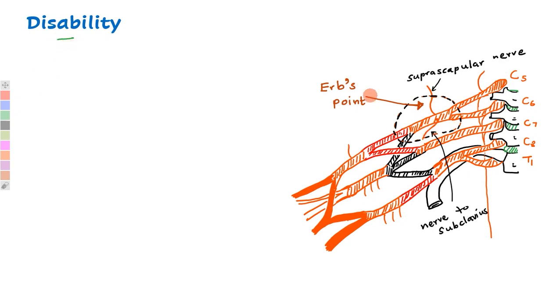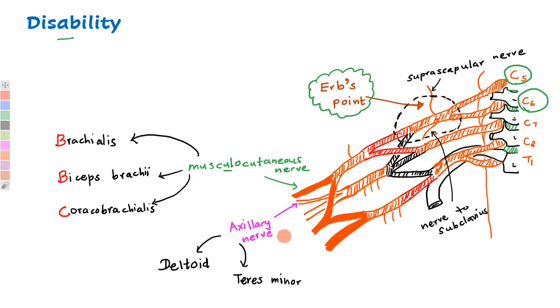What happens in Erb's palsy? When the upper trunk of the brachial plexus gets damaged at the Erb's point, the nerves supplied by the C5 and C6 nerve roots will get affected. So the mostly affected nerves will be the musculocutaneous nerve, axillary nerve and the suprascapular nerve. So the motor branches and the sensory branches given by these nerves will be affected.